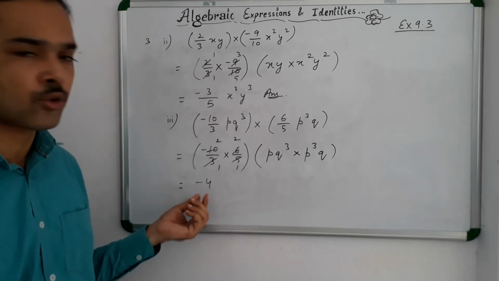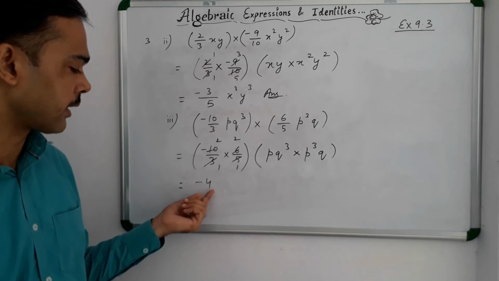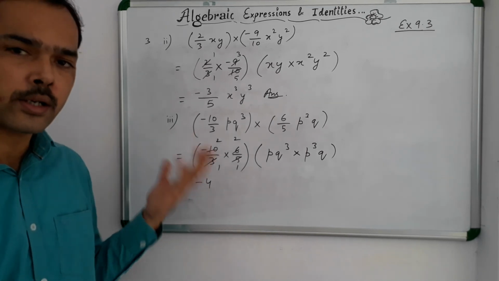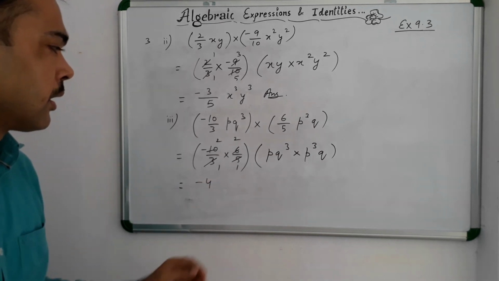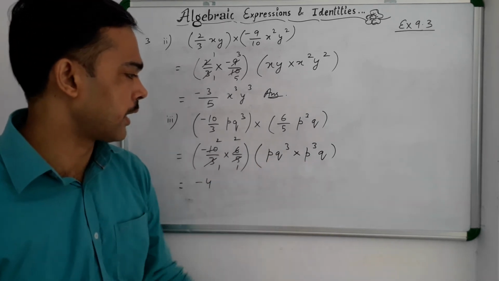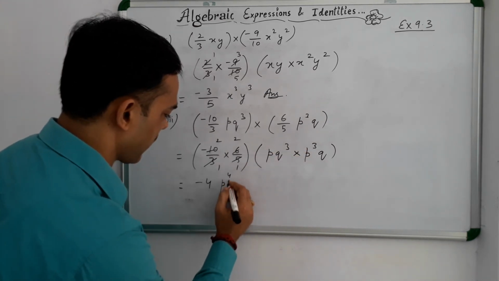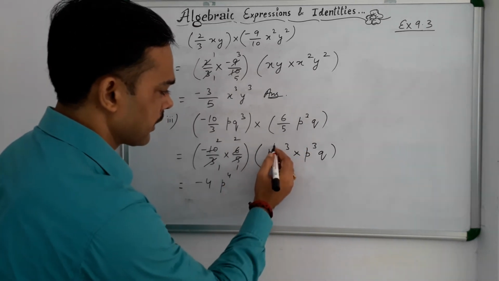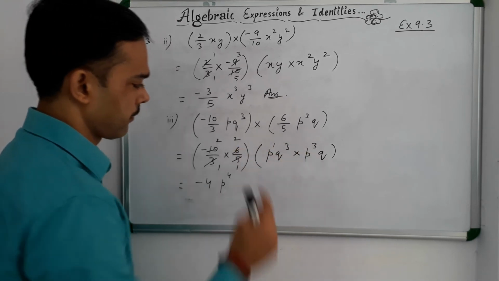If you want you may write it, but that is not required. Okay, because if you are not writing divided by 1, it actually means that it is divided by 1. So you need not write this. Now let's move on to the variables. p into p³ will be p to the power 4, because if there is nothing it means it is 1, and 1 plus 3 will be 4.